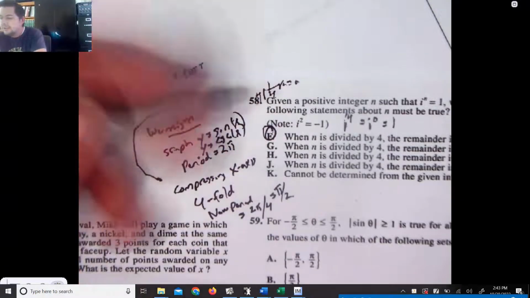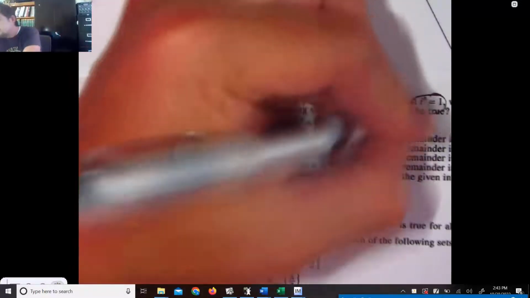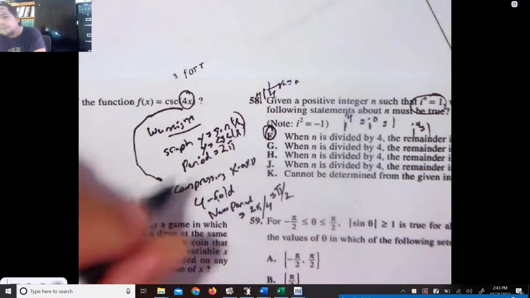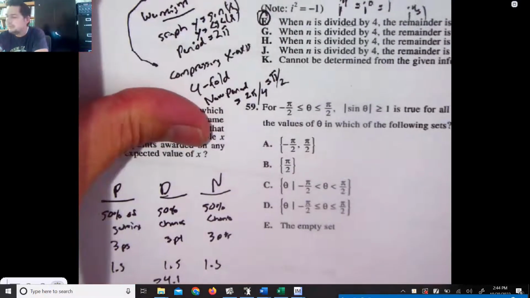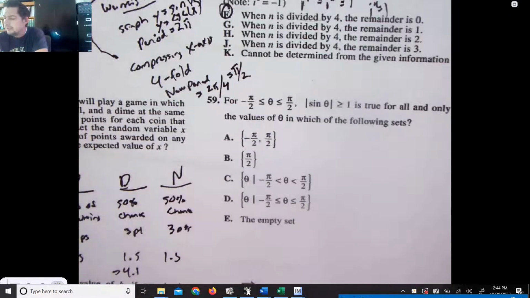And why did I pick i to the 4th? Because they said of this. That's the definition of i to the 4th, 1. So even that, if you know your measuring numbers, that's an easy one. Two more to go, then I can break here.